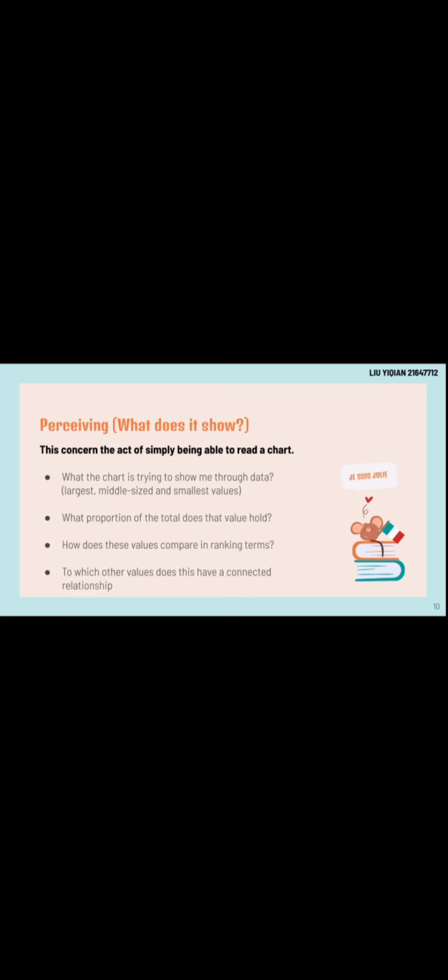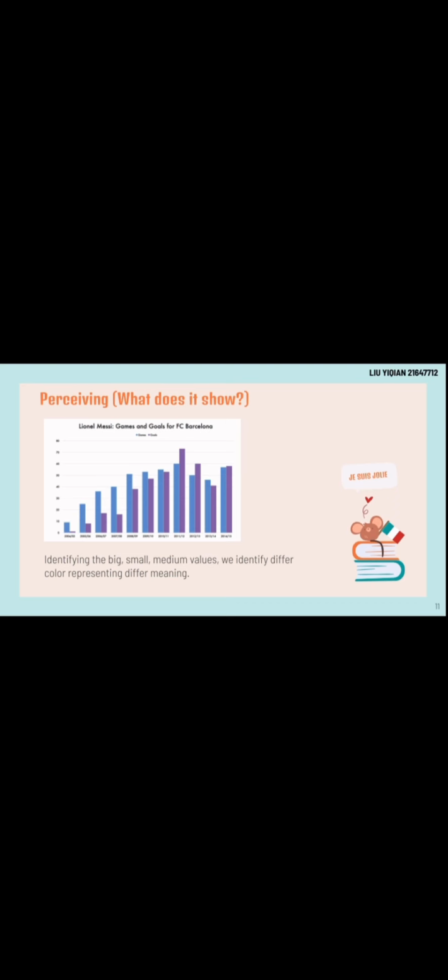So can you find any relationship in this chart? It's perceiving. Now we will use an example to show perceiving. Identify the big, small, medium values. We identify different colors representing different meanings, but it is hard to identify the quantity of those properties. We are supposed to give apparatus which helps us to estimate the quantities and conduct some relative comparison, large scale of comparison, small scale of comparison. Small scale is about left and right. Large scale is about in the periods of years, what is the change?